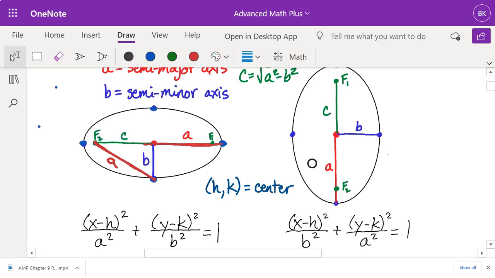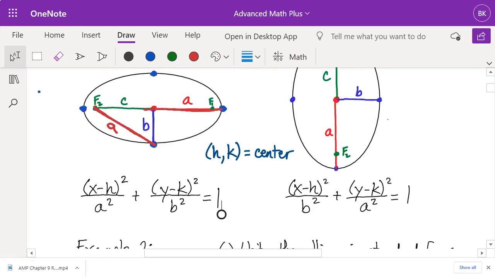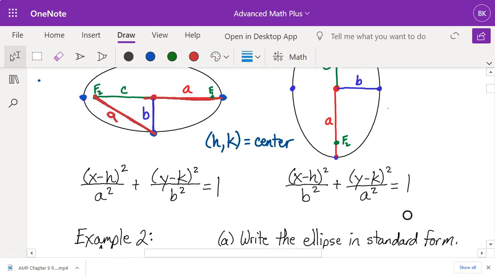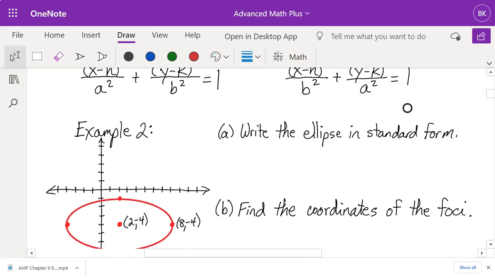The other thing about their equations, they're always equal to 1, no matter what. So, the top part, x minus h squared plus y minus k squared, that's just like a circle, right? But it's not equal to r squared anymore. It's always equal to what? 1. And there's an a squared and a b squared that you're dividing by. Easy enough? So, I'm skipping example 1 in your book.